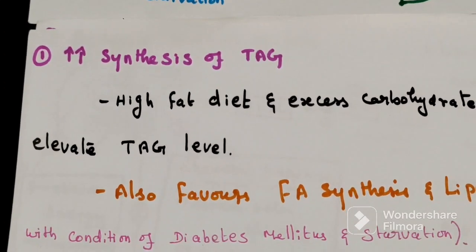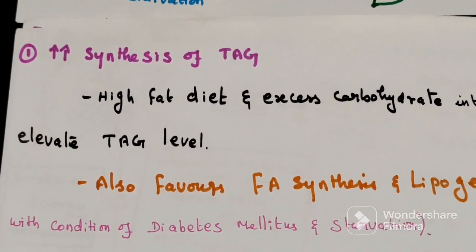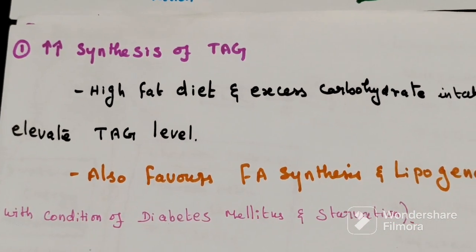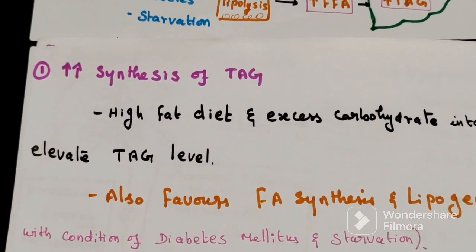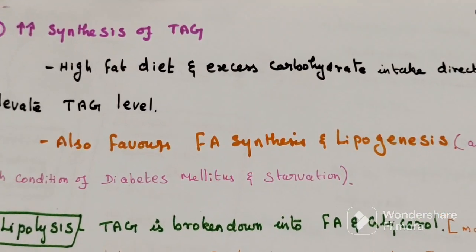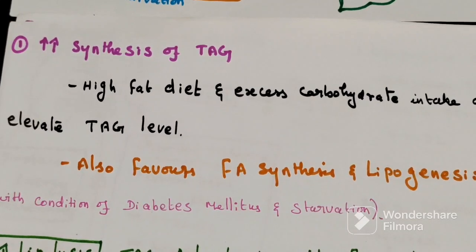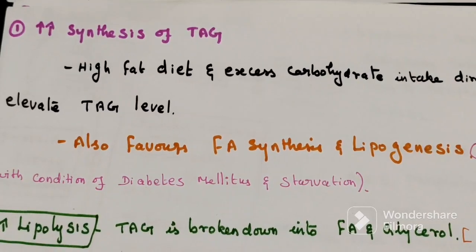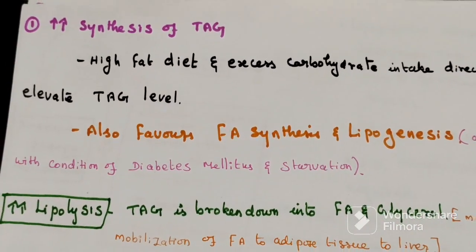Let's see the process. The first cause is when a high fat diet is consumed, directly elevating the triacylglycerol level. So taking a high amount of fat diet means increasing the level of triacylglycerol. Even excess carbohydrate consumption also increases the TAG level. It also favors fatty acid synthesis and lipolysis of liver.